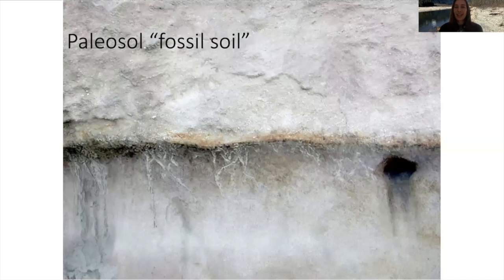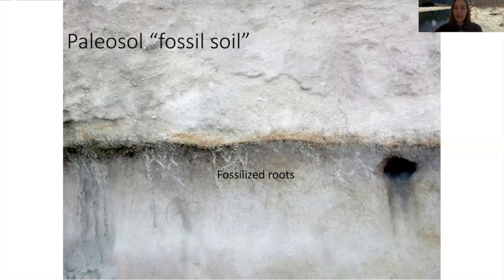Another interesting example that we can look at in regards to soils is the concept of a paleosol, which might be equivalent to what you would call a fossil soil. So here in this photo, we actually can see fossilized roots. They're fossilized, and that formerly soil at the lower half of the photograph is completely turned to rock now.